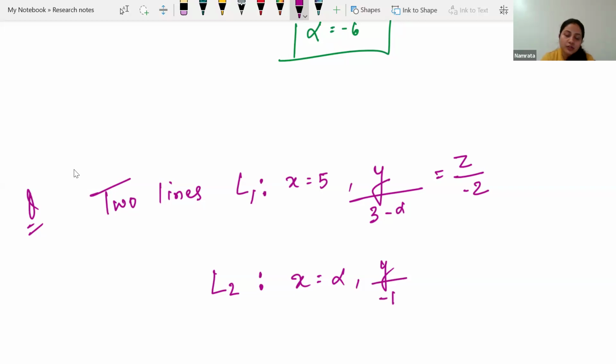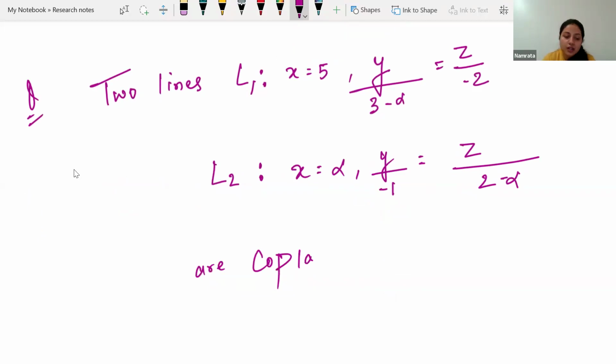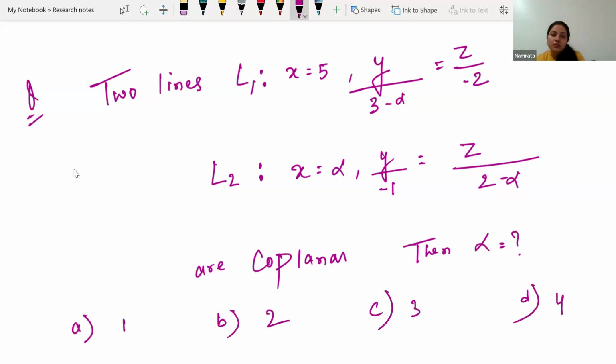Yesterday also we have solved a few questions where the lines were coplanar. Then we have to find the value of alpha here. Then alpha is equal to... Okay, options are given over here: 1, 2, 3. So what do we do when we are having two lines which are coplanar?